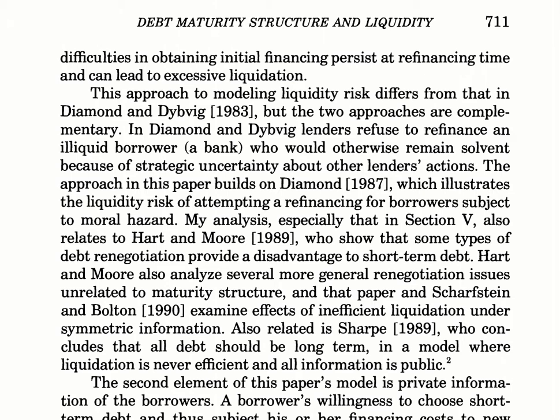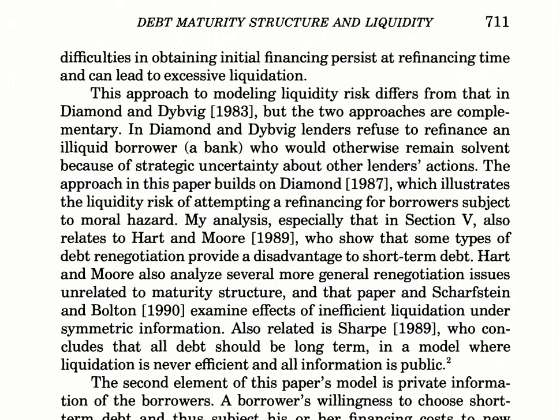In Diamond and Dybvig, lenders refuse to refinance illiquid borrowers who would otherwise remain solvent because of strategic uncertainty about other lenders' actions. The approach in this paper builds on Diamond 1987, which illustrates the liquidity risk of attempting a refinancing from borrowers subject to moral hazard. My analysis, especially that in section 4, also relates to Hart and Moore, who show that some types of debt renegotiation provide a disadvantage to short-term debt.